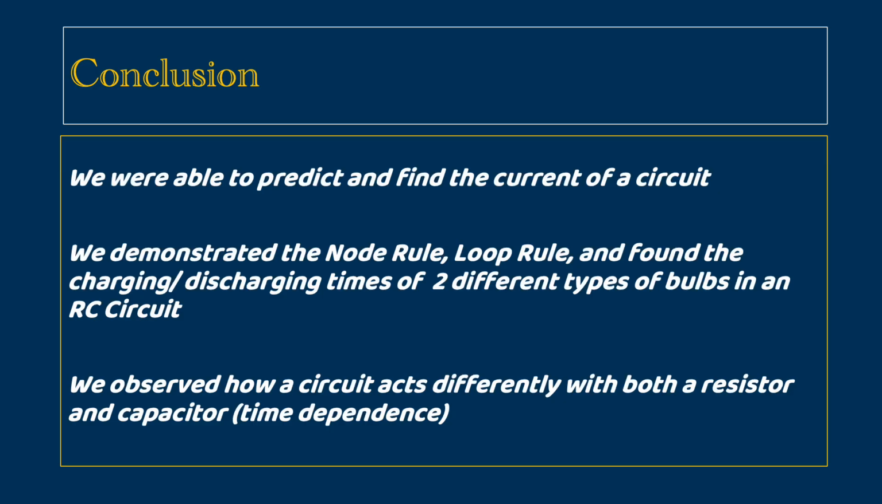So in conclusion, we were able to predict and find the current of a circuit, demonstrate the node rule and loop rule, and find the charging and discharging times of two different types of bulbs in an RC circuit, and observe how a circuit acts differently with both the resistor and capacitor.